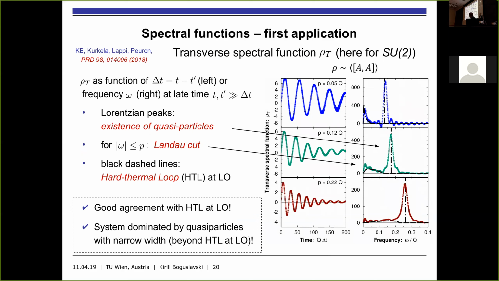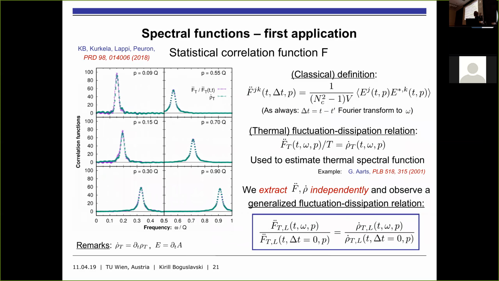Okay, and I've shown you how we go beyond HTL at leading order by actually showing you the width, and you can do that for transverse and longitudinal polarizations and so on. Now let me also discuss one more bit, before I go to scalar theories. May I? 5 minutes, please. Okay, very good. Then I will be very quick. 5 minutes are enough for all of that, I guess.